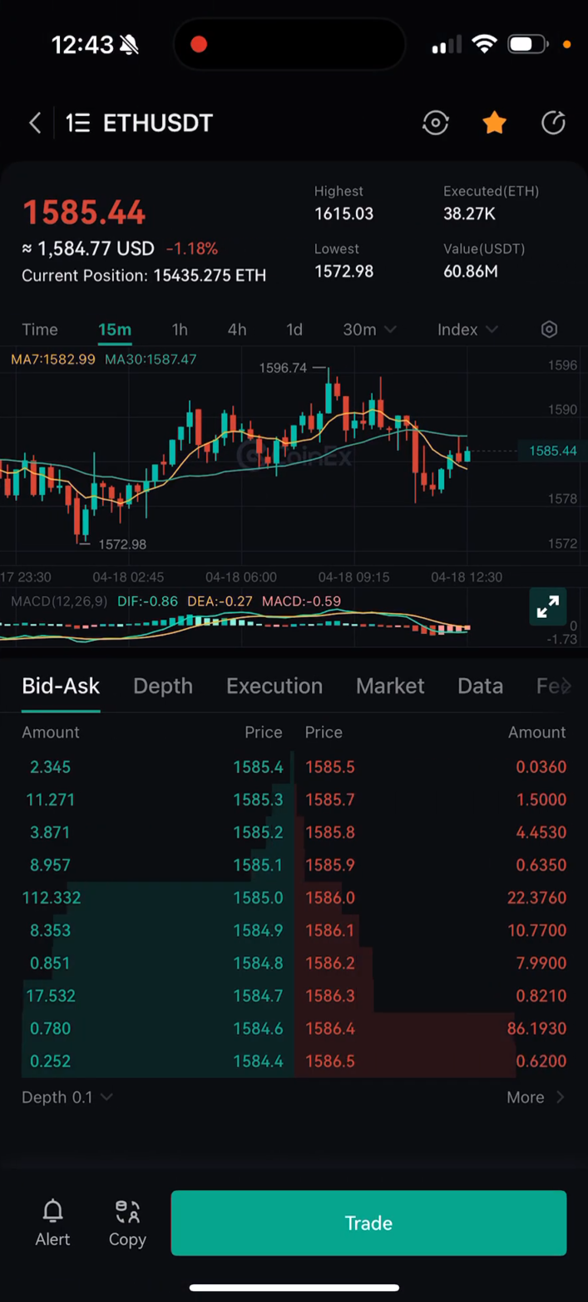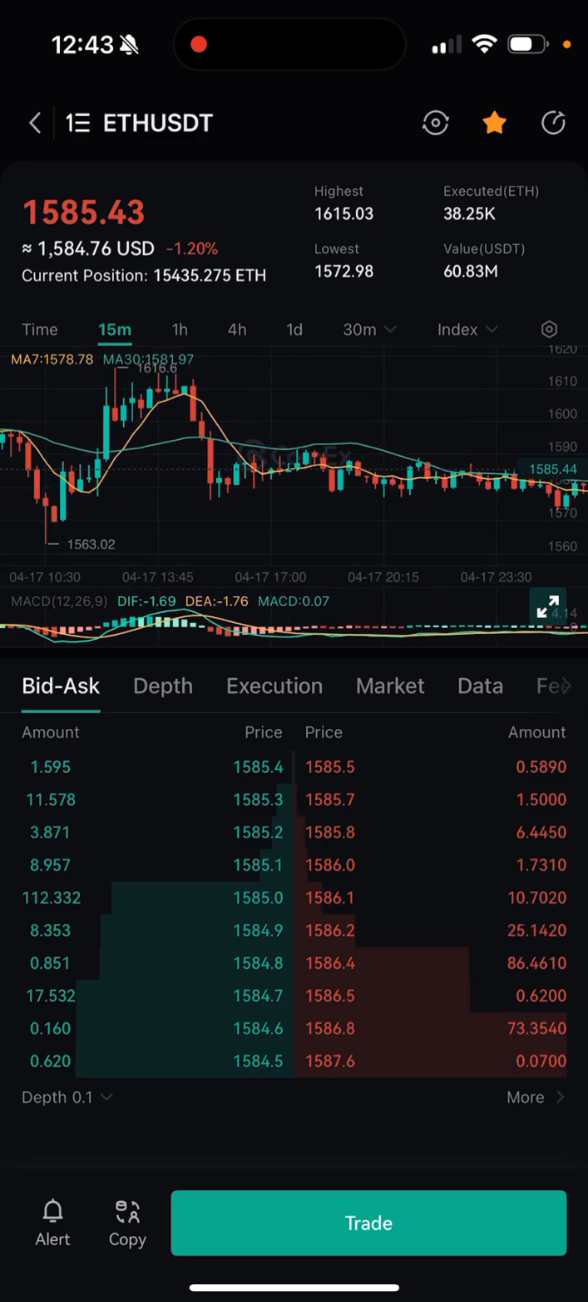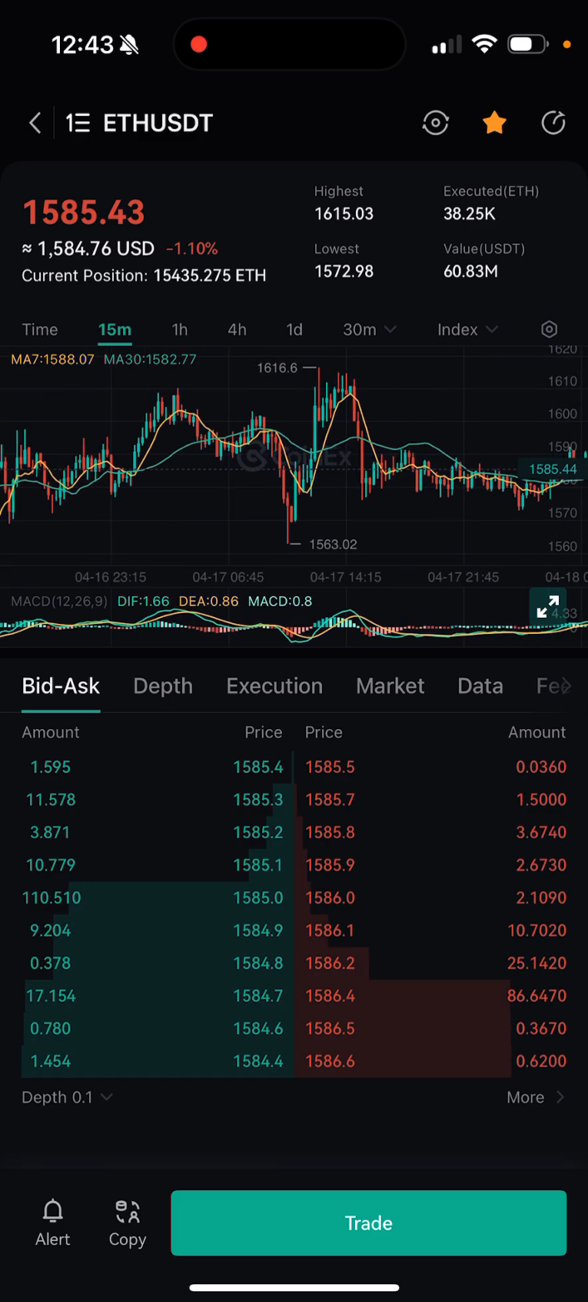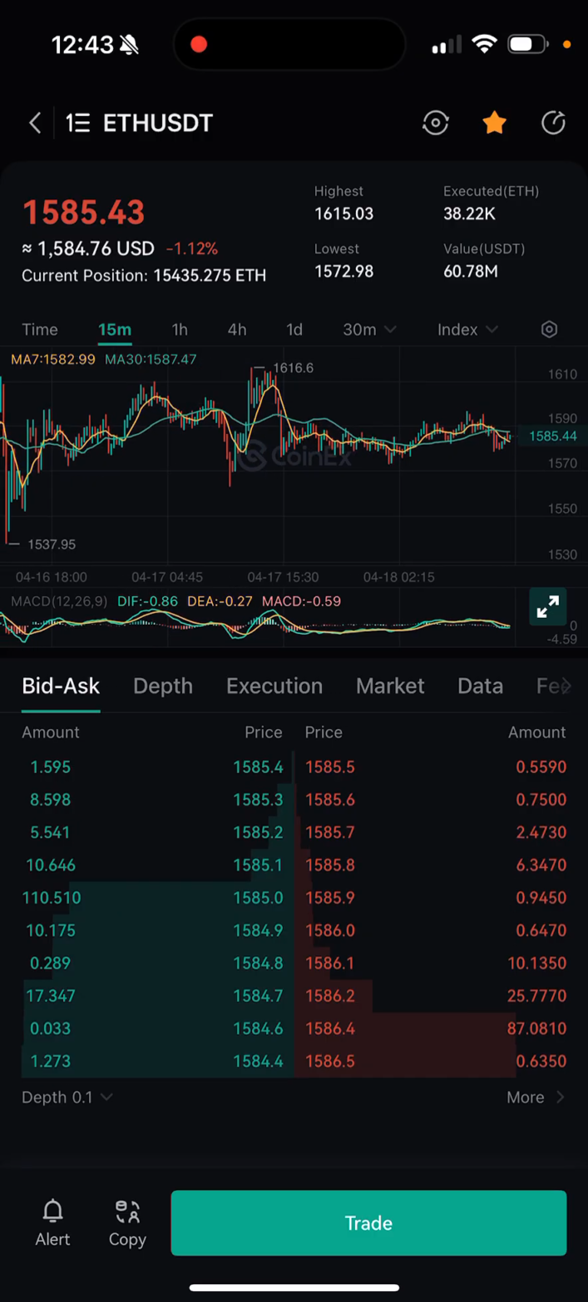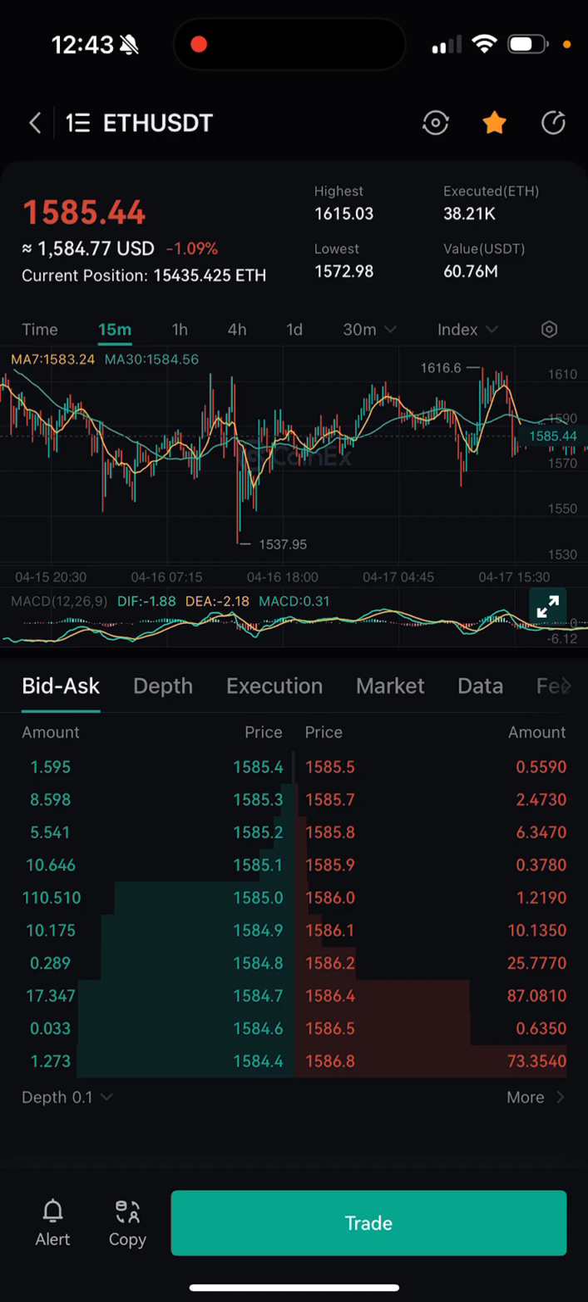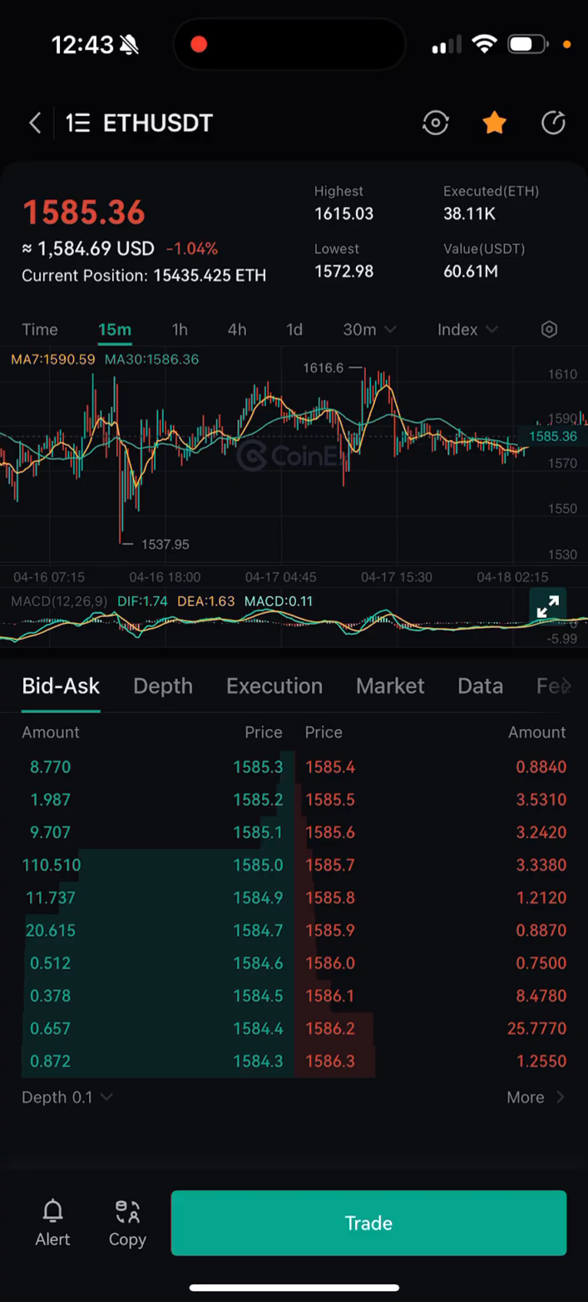Okay, so as you see, this is the 15-minute chart that I'm showing you. If you squeeze the chart together, you can see that within a couple of days on the 15-minute chart, the market dropped to 1,537.95 and then bounced back up to $1,616.6, which is not much.